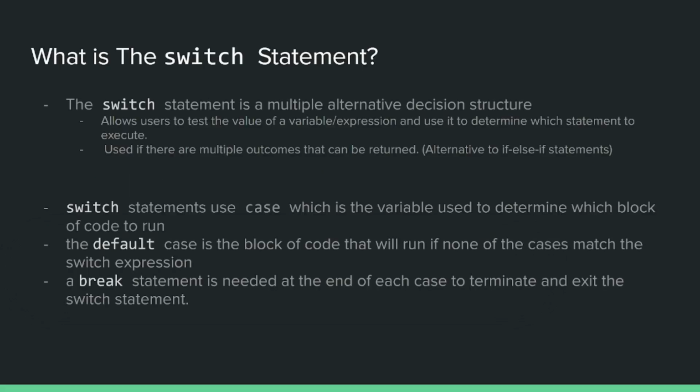Hello, everybody. So what is the switch statement? The switch statement is a multiple alternative decision structure that allows users to test the value of a variable or an expression and then use that value to determine what statement or statements to run. And this statement is primarily used when there are multiple different outcomes that can be returned depending on the value of a single variable. So it's a lot like if else if statements. It's just used as an alternative.